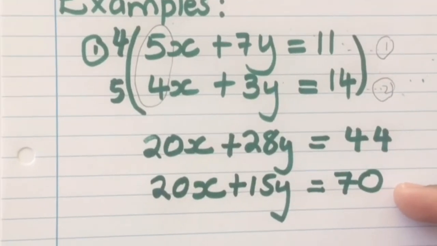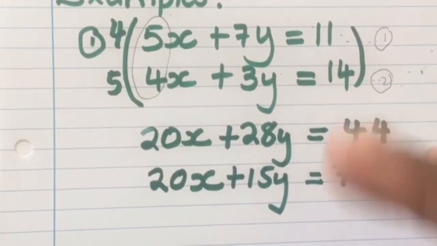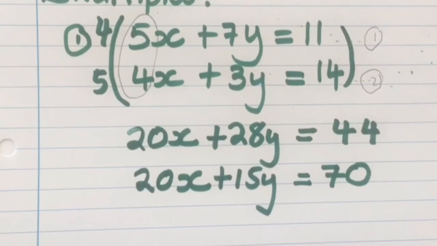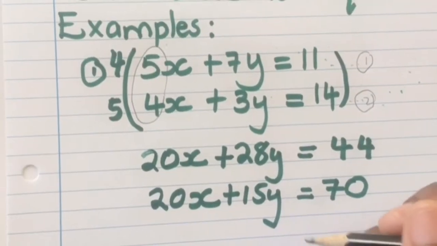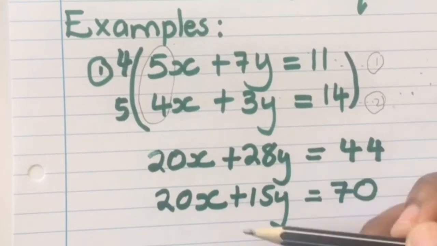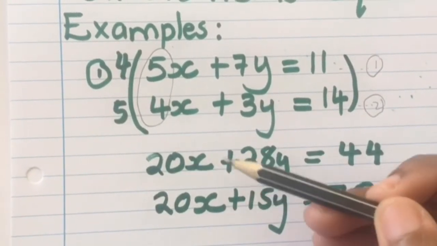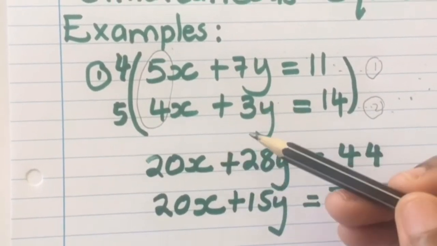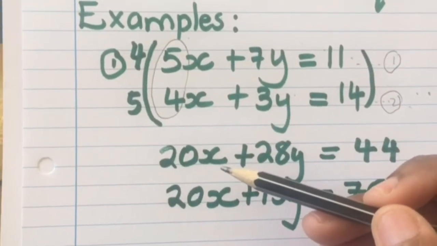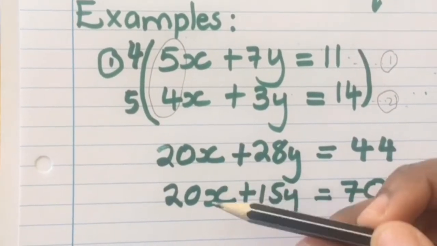However, let's not forget that it's the same. It's just that we are writing it in a way that makes it possible for us to eliminate. The goal was to make one of the variables have the same coefficient, and I can see that after my multiplication x has the same coefficient.